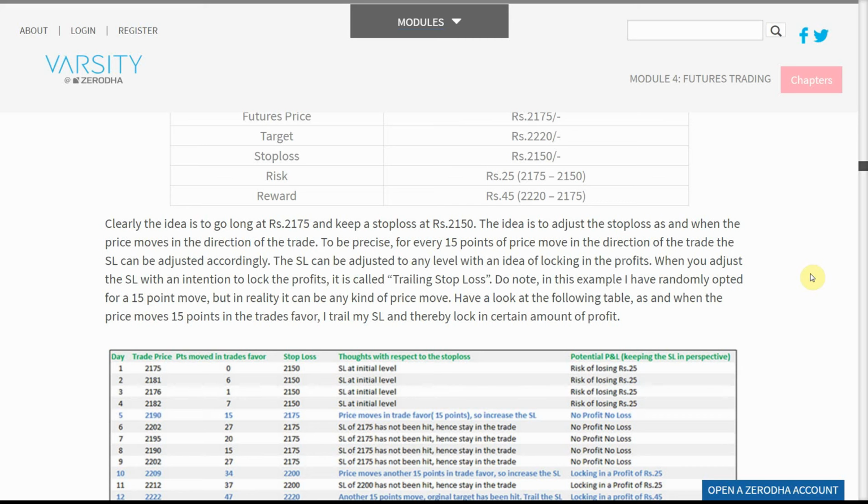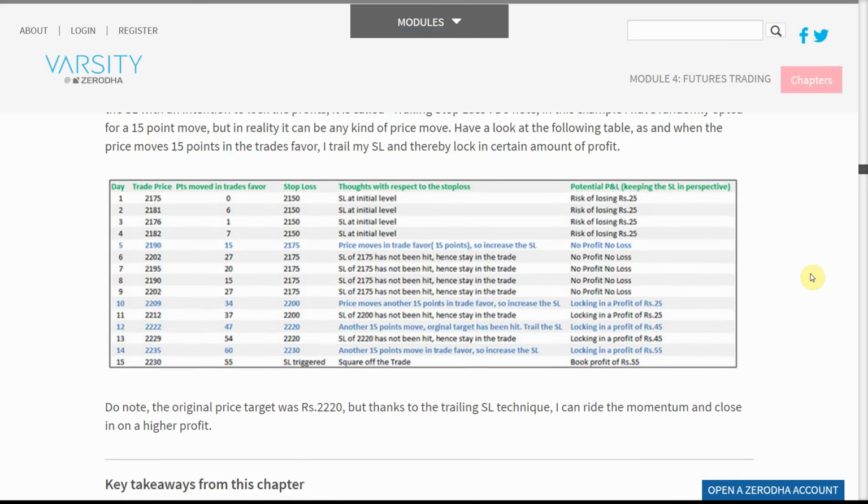As in, when the price moves 15 points in the trade's favor, I trail my SL and thereby lock in a certain amount of profit. Denote, the original price target was 2,220 rupees. But thanks to the trailing SL technique, I can ride the momentum and close in on a higher profit.